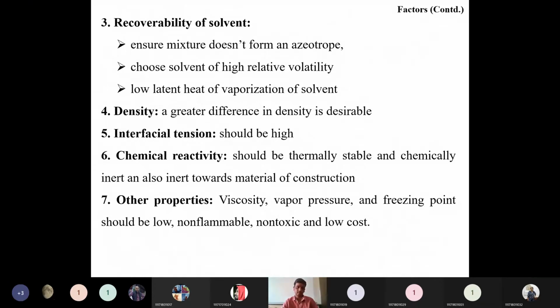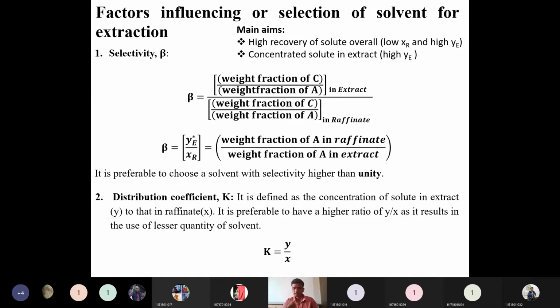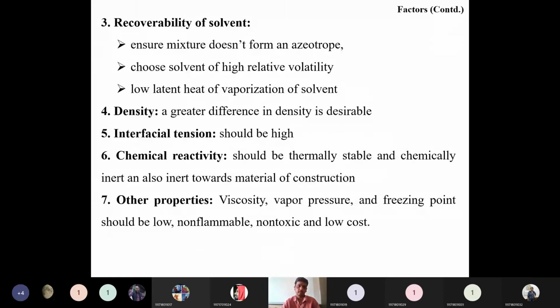So all the 7 parameters we have seen, which are selectivity needs to be very high, and distribution coefficient also needs to be very high, and recoverability of solvent. In order to have recoverability, the solvent should be non-azeotropic in nature, with high relative volatility and low heat of vaporization.